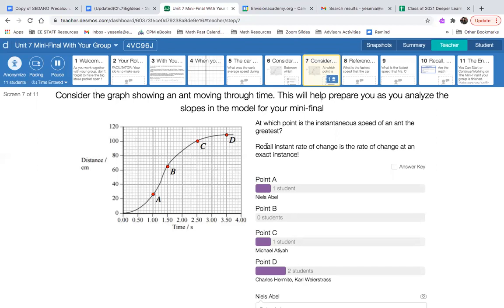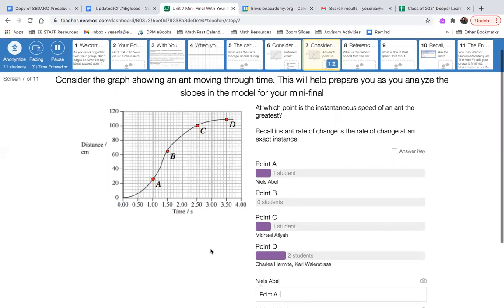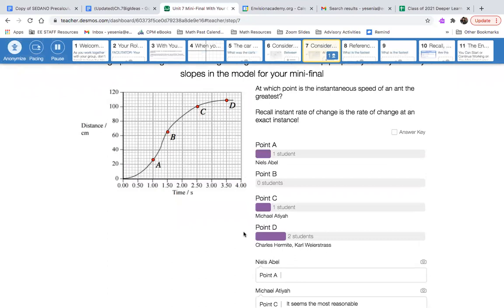I put, recall, instantaneous speed as the instantaneous rate of change, the rate of change at an exact instant. So for this one, you can see there's a variety of different answers, but the instantaneous speed of when the ant is going the fastest is going to be very strongly related to when its average speed was the fastest. So we know from the previous answer that the ant was going the fastest between A and B, and then it starts to slow down. So I know that it either has to be at A or at B that the instantaneous speed is the fastest.